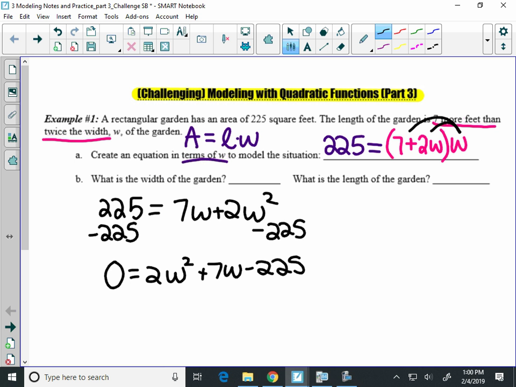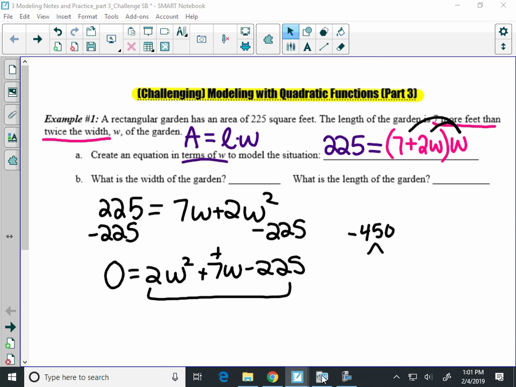Now there's two ways we can attack this. I'll make you do some of it by factoring, some of it with your calculator. Which way do you think is going to be faster for this one? Factoring or calculator? It's up to you. Calculator? Okay. So if I'm going to type 2W squared plus 7W minus 225 into my calculator, let's think about it. If I was factoring this, I'd have to multiply 2 and negative 225, which is negative 450, and find two numbers that multiply to negative 450 and add to 7. Do you want to make that list? No.